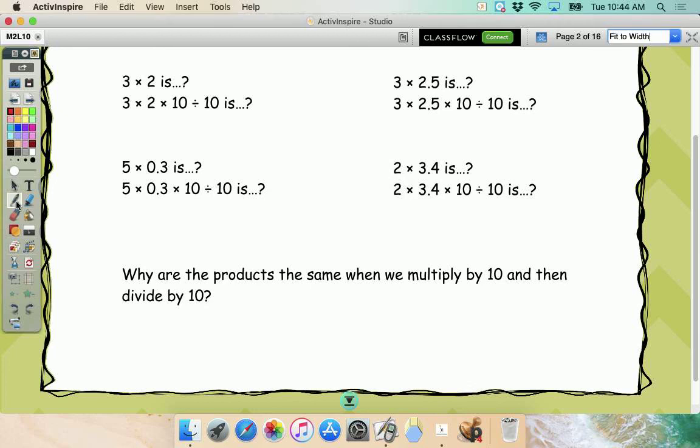So let's look at these first few problems. First of all, 3 times 2, what's the answer? So go ahead and write that. Now I want you to stop and look at the next problem and be ready to tell me your thoughts. Did you look at it?